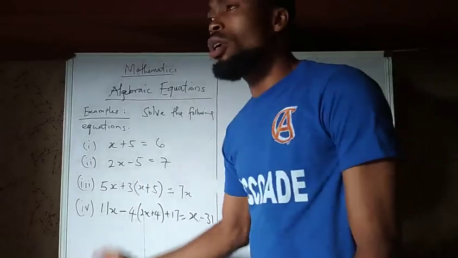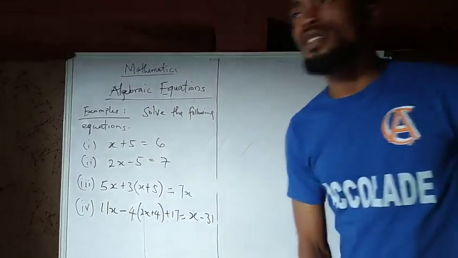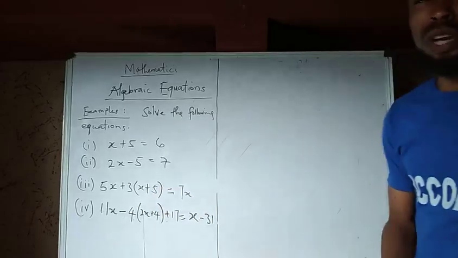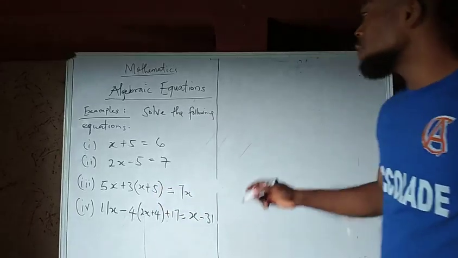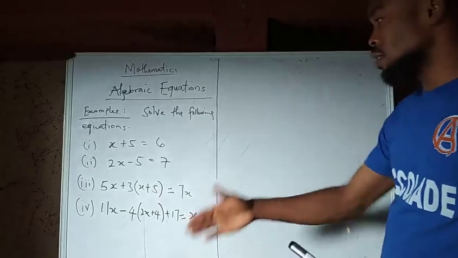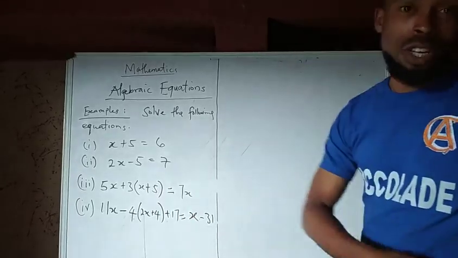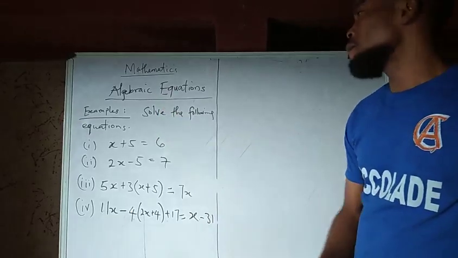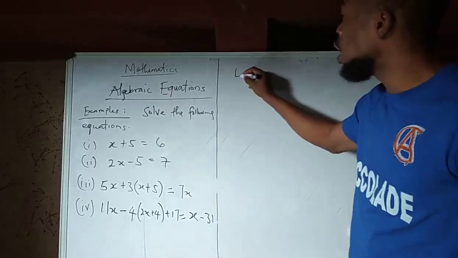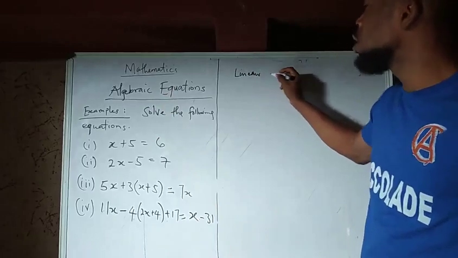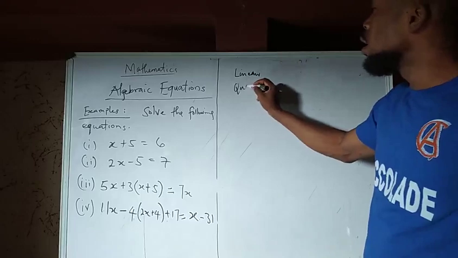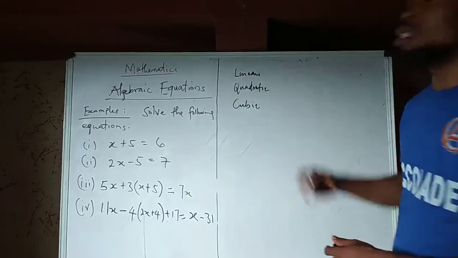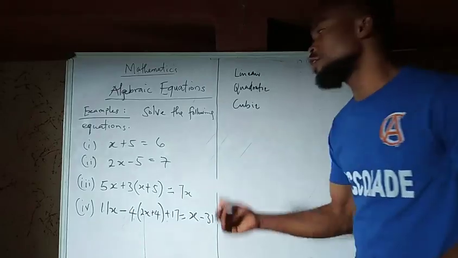Alright, here on the board are some equations that we should solve. Before we delve into solving those equations, we are going to look at something. I said in the last lesson that there are different types of algebraic equations, like the linear equation, the quadratic, the cubic. Now let's look at the difference between those three.